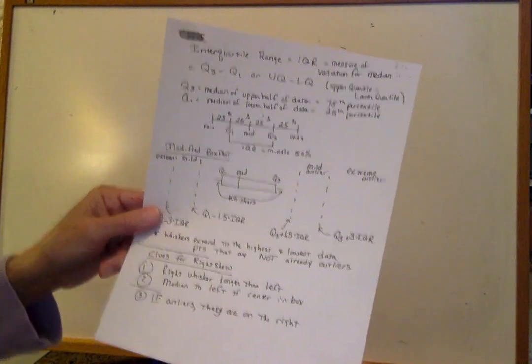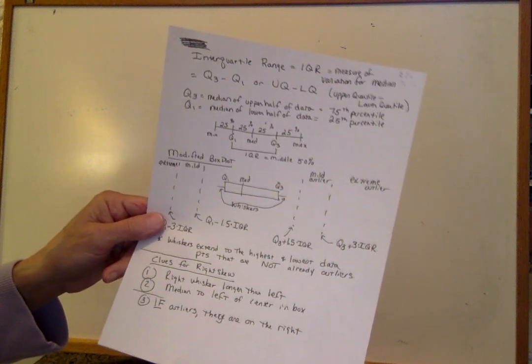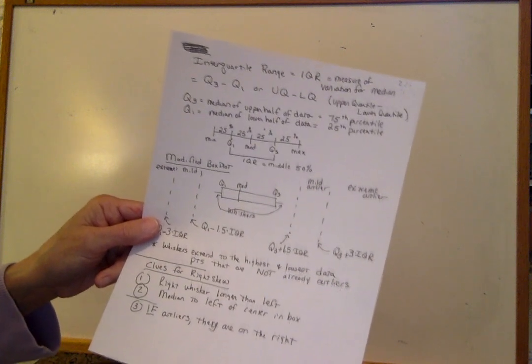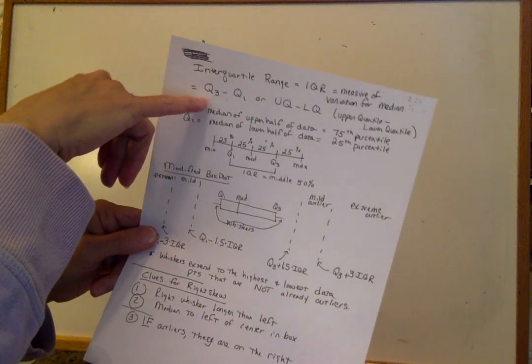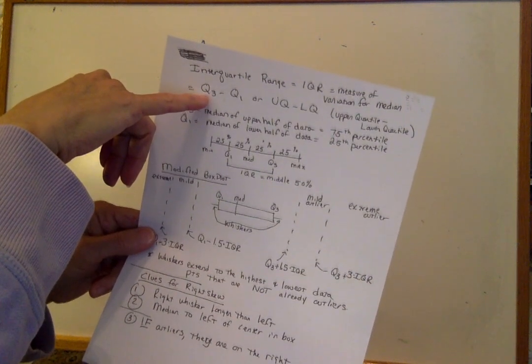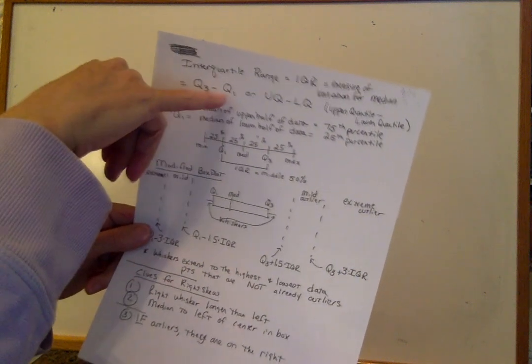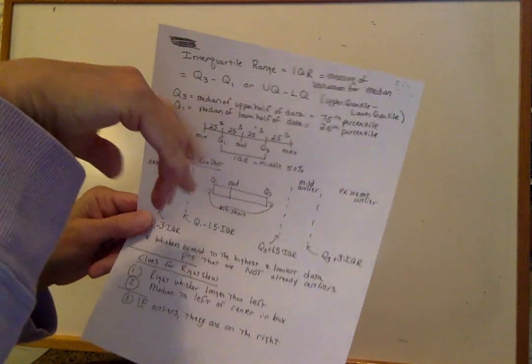So interquartile range, that is what IQR stands for. What is the IQR? So I'm going to give you some definitions, some vocabulary words, formulas, whatever. It is Q3 minus Q1. Q3 stands for the third quartile. Q1 stands for the first quartile.